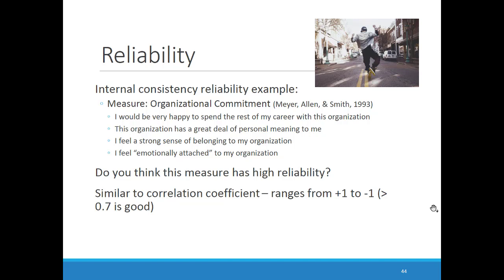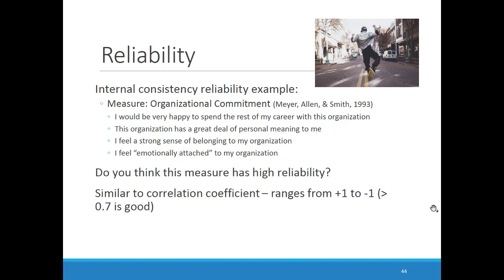So take a second. Do you think that this measure would have high internal consistency reliability? Now, again, what that means is that people's scores on the items would be similar to each other. So if I tend to say, I agree that I would be happy to spend the rest of my career with this organization, I am also likely to say it has a great deal of meaning to me, I feel belonging to it, and I feel emotionally attached to it.